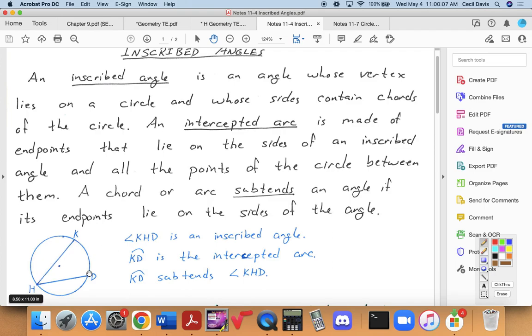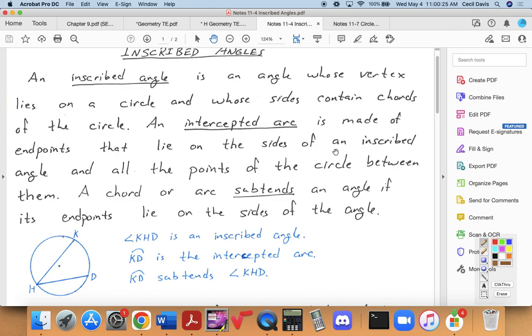KHD is an inscribed angle. Its sides are both chords. The sides both have to be chords to be an inscribed angle. So KHD down here is an inscribed angle.